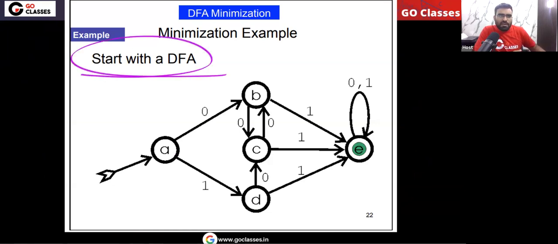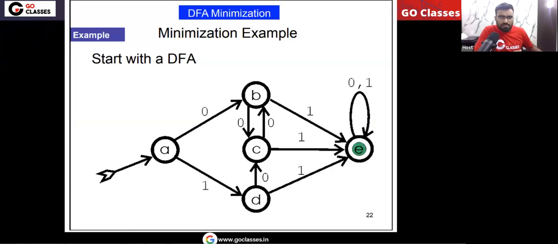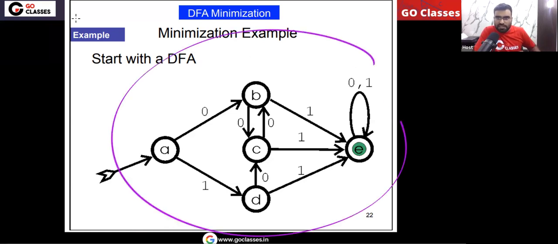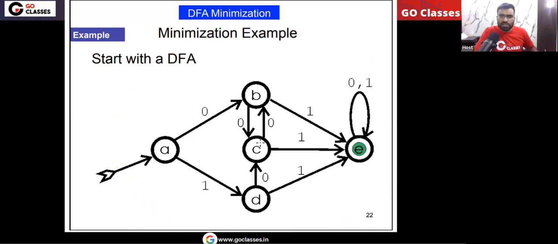Let's start with this DFA. Let's minimize this DFA with the help of the partition algorithm. Tell me, what is the first step? Can anyone tell me what is the first step of the algorithm? Step number 1 of the algorithm is to remove the unreachable states. First you have to remove unreachable states. Is there any unreachable state? There is no unreachable state. So remember, first step, remove all the unreachable states.